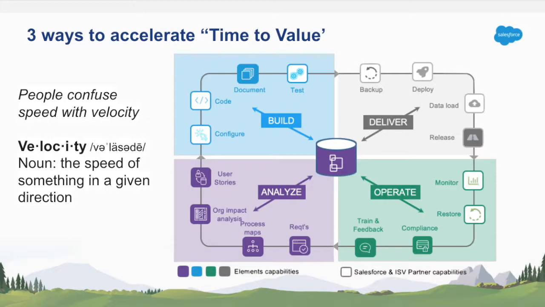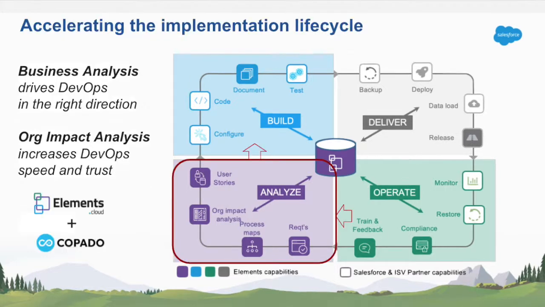So at the beginning, I talked about this idea of speed versus velocity, and we need to get around this cycle of analyzing the changes, what do you want to build, then how do you deliver it, and as Andrew was talking about, how do I get it into the operate, how do I get the suggested changes that came from here, how do I get around this cycle more quickly? And part of this is saying that the analysis is really important to make sure we're going in the right direction. So business analysis drives DevOps in the right direction, but then an impact analysis of the changes you're going to make to the org increases the DevOps speed, but also increases trust. So this is really where the combination of Elements.Cloud and Copado comes to life.